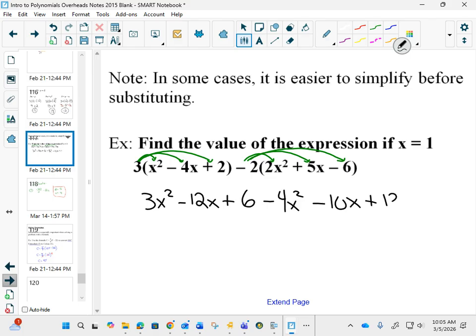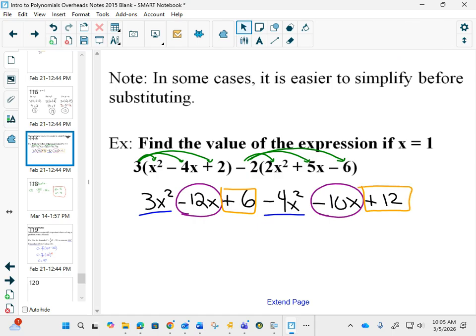2 times 6, 12. Do I have any like terms? Look at this, a 3x squared and a minus 4x squared. A negative 12x and a negative 10x. And finally, a plus 6 and a plus 12. Put the blue ones together. 3 minus 4, negative 1. Do I have to write the 1? No, I could. But I could just write negative x squared.